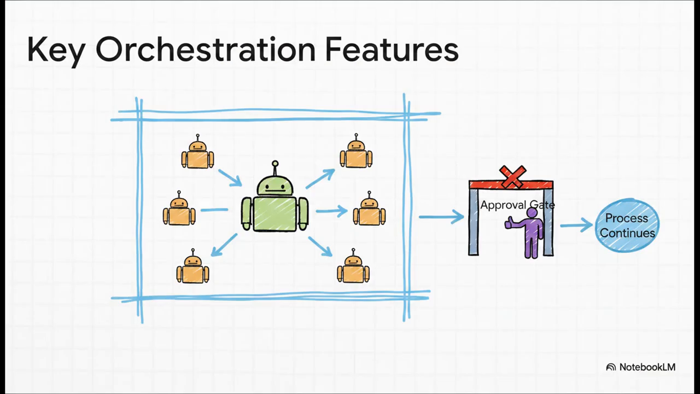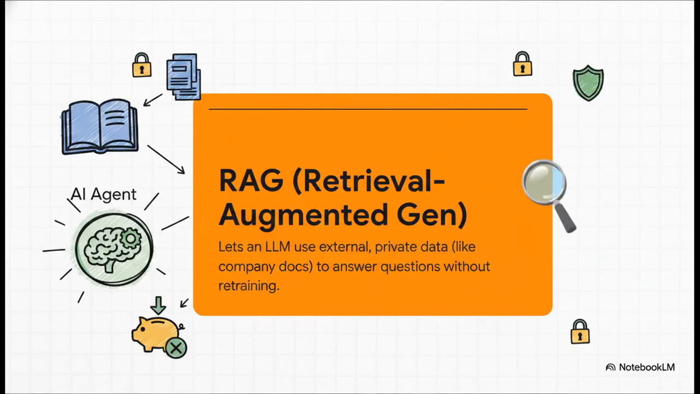So what is orchestration? Well, it's all about taming complexity. It means using cool frameworks like LangGraph to build agents that have state and can remember things. It also means creating teams of agents, like a supervisor and workers, that can collaborate on a problem. And maybe most importantly, it means building in those human-in-the-loop approval gates to make sure a person signs off on critical steps.